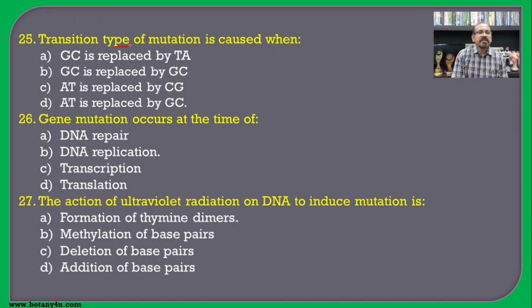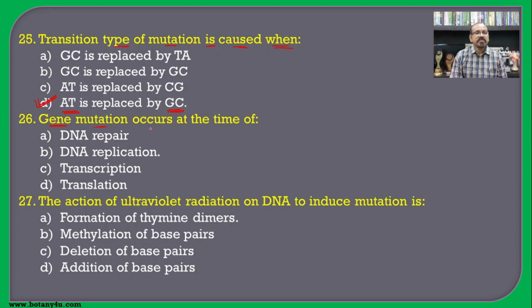Then, transition type of mutation is caused when. So if we see the transition mutation, it is carried out when one complementary nitrogen base pairing is replaced by the other complementary nitrogen base pairing. That is, if there is a presence of adenine and thymine, and it is replaced by guanine and cytosine, or vice versa, then such a type of mutation or change in the DNA molecule is known as the transition mutation.